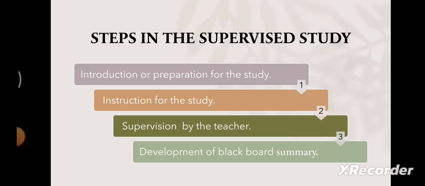Now let's see the steps in supervised study. There are 4 steps. The first is introduction for the study, the second is instruction for the study, the third is supervision by the teacher, and the fourth is development of blackboard study. These are the steps in supervised study.